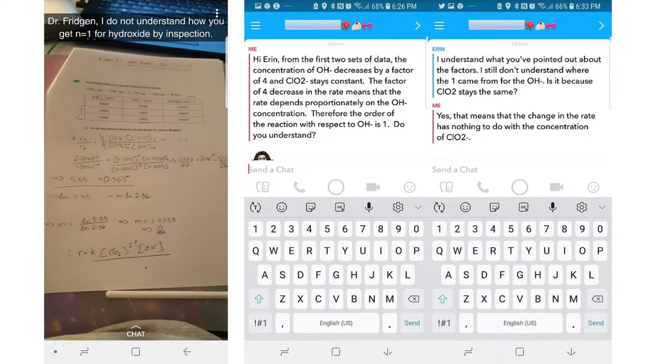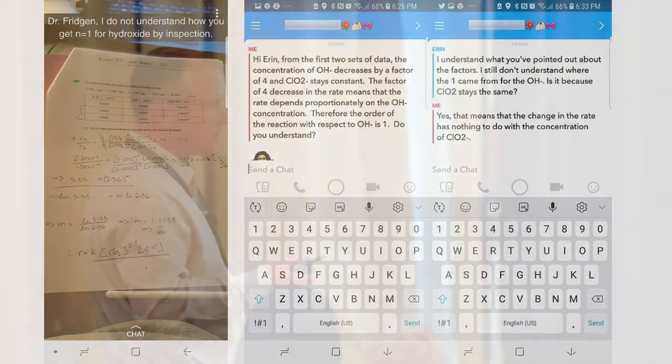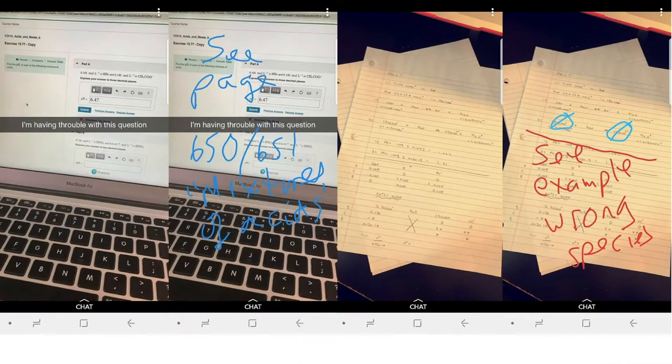They would text me the question with a picture. I don't understand how you get N equals 1 for hydroxide by inspection, and I'm not going to go through this here, but then I'd be able to text, and that's kind of the way we would do it with an email, right? But you have a lot more opportunity now using Snapchat to draw on the picture, send it back to them. And I must admit, my handwriting is a lot better with my thumb than if I'm trying to actually write on a piece of paper.